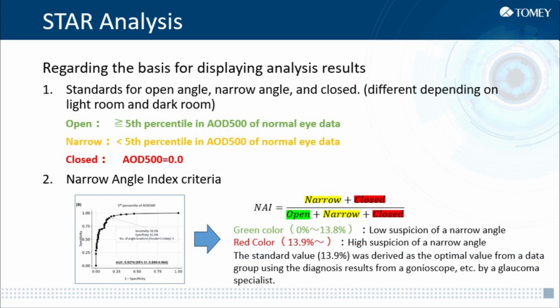These are the details of the reference value used in STAR analysis. The 5th percentile of AOD 500 of normal eye data was used as the reference value for the narrow angle. This value differs between bright and dark places. In addition, the standard value of the narrow angle index was derived as the optimal value from data using diagnostic results obtained by glaucoma specialists using gonioscopy, etc.